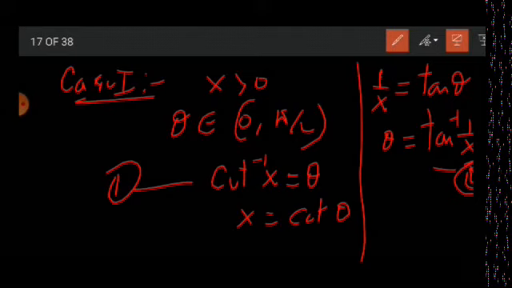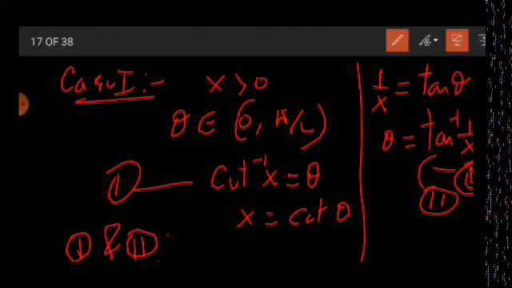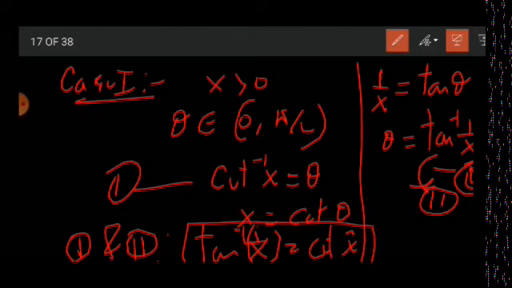So in this case, when x is positive, comparing 1 and 2, we equate this theta, both of them are the same. So from 1 and 2, cot inverse x and tan inverse 1 by x are both theta, which means tan inverse 1 by x equals cot inverse x. Okay, so fine.